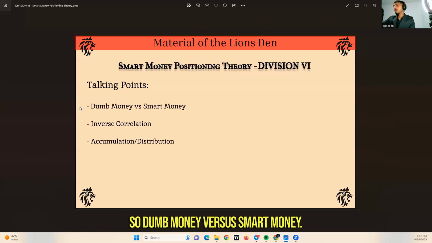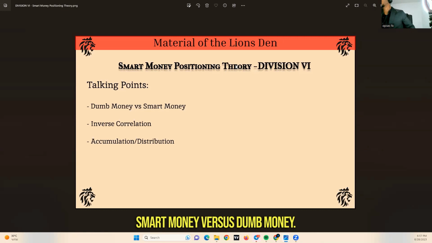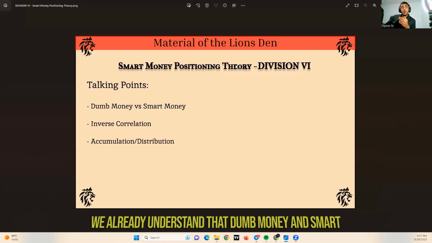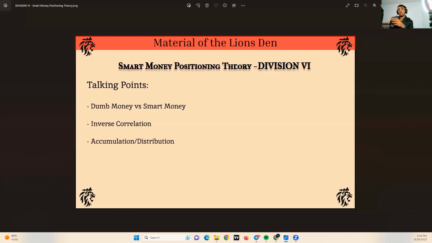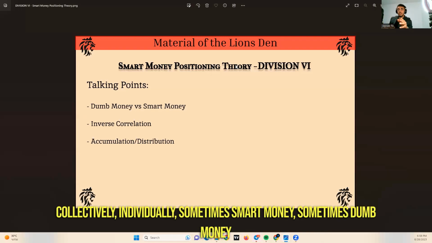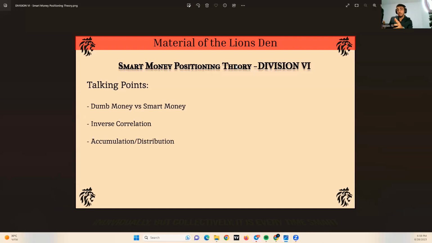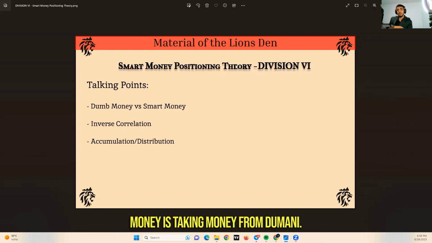So dumb money versus smart money. Smart money position in theory, division 5. So smart money versus dumb money. We already understand that dumb money and smart money are doing the opposite of each other. So they're fighting each other. They're taking money from one another. Smart money is taking money from the dumb money pretty much all the time, collectively. Individually, sometimes smart money, sometimes dumb money, but collectively, it is every time smart money taking money from dumb money. Okay?